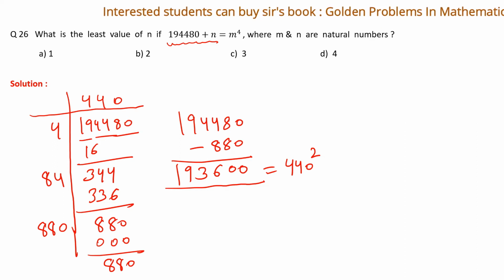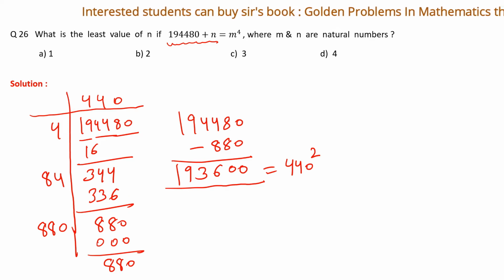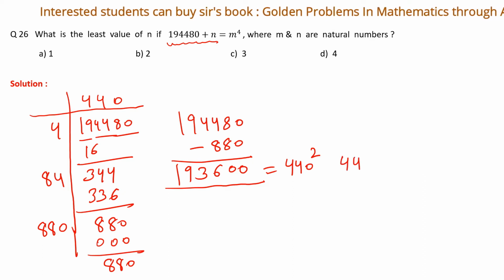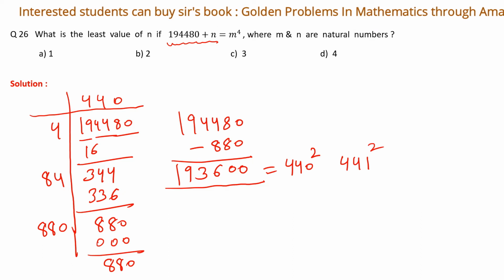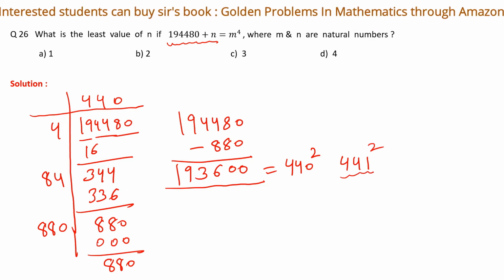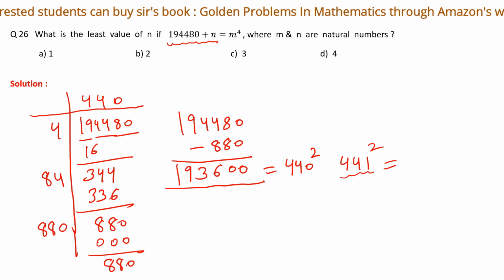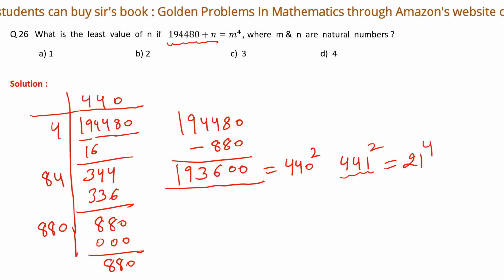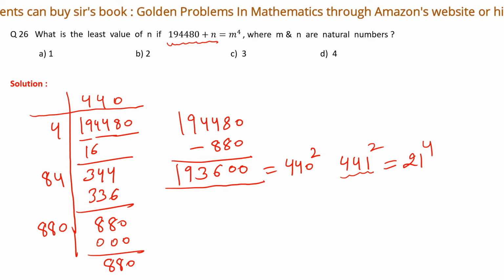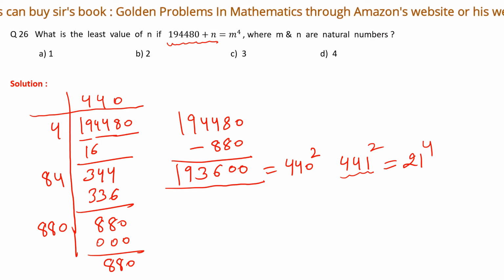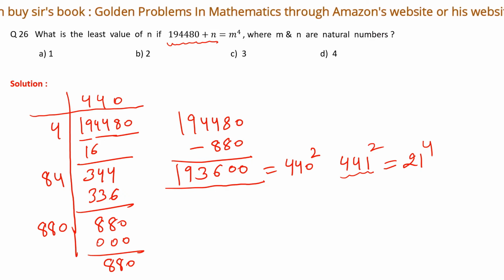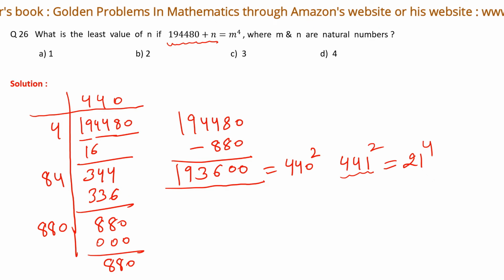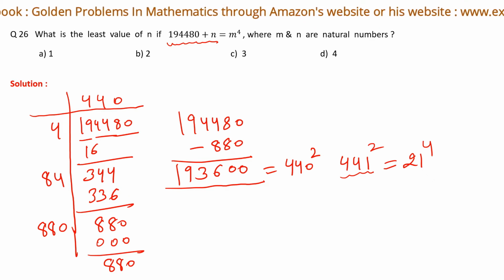Now students, the number which is a perfect square and that is just next to 193600 will be obviously 441's square. And you can clearly notice that 441 in itself is a perfect square. That is the square of 21. So this is 21 to the power 4. So this is the desired number according to our given condition, right? That means if I find 441's square and subtract 194480 from that number, obviously I will be getting the value of n.